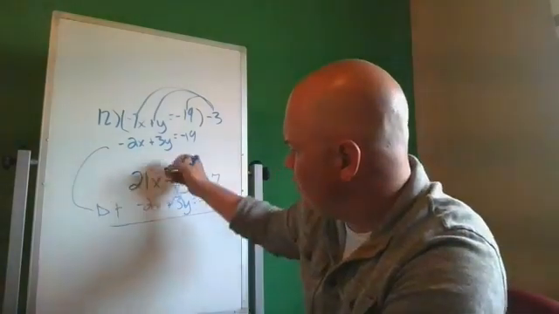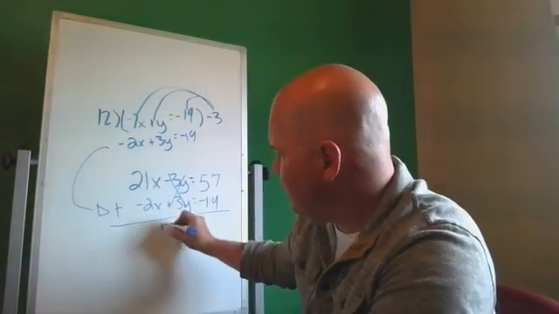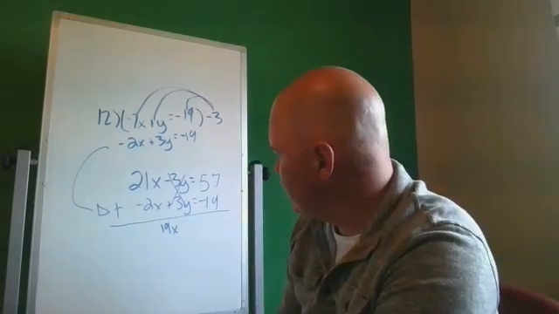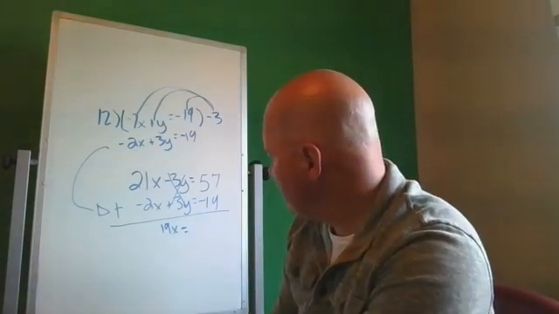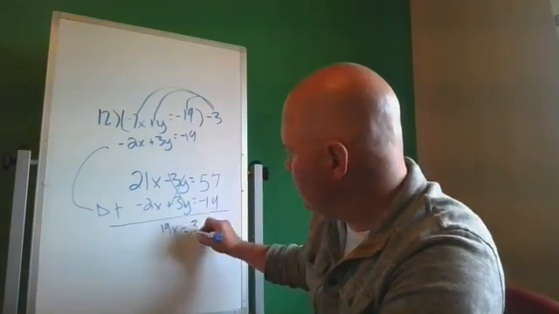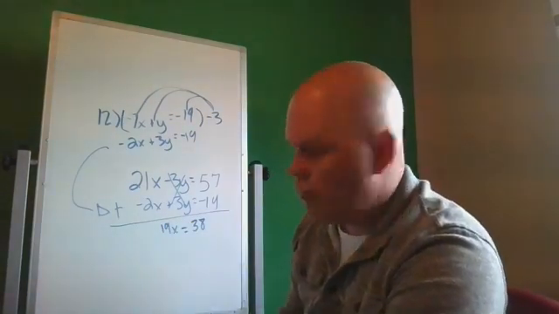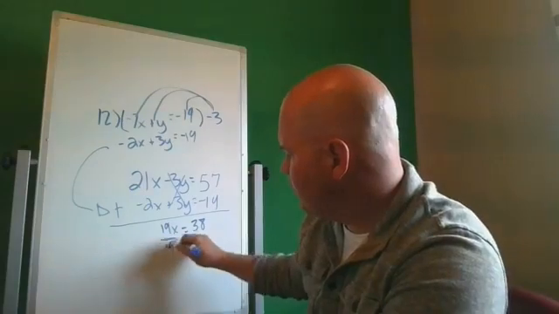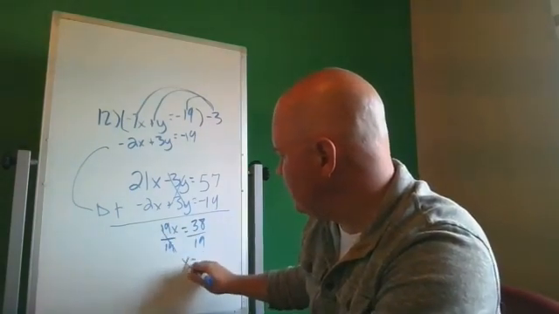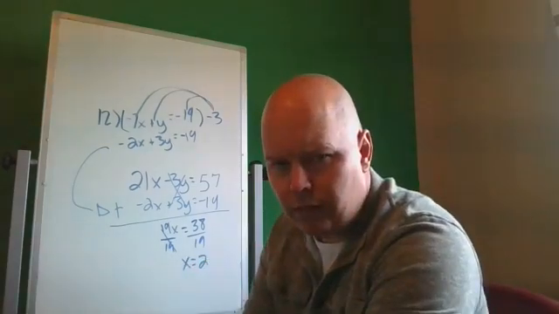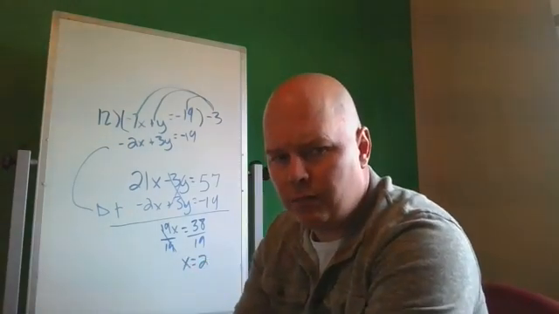So now I can combine. Okay? And to combine it, 21 minus 2x is 19x, and 57 minus 19 is 38. And when I finish my solving, I'm just going to divide both sides by 19. That goes away. And I get x equals 2. Now I'm all the way through step 2.